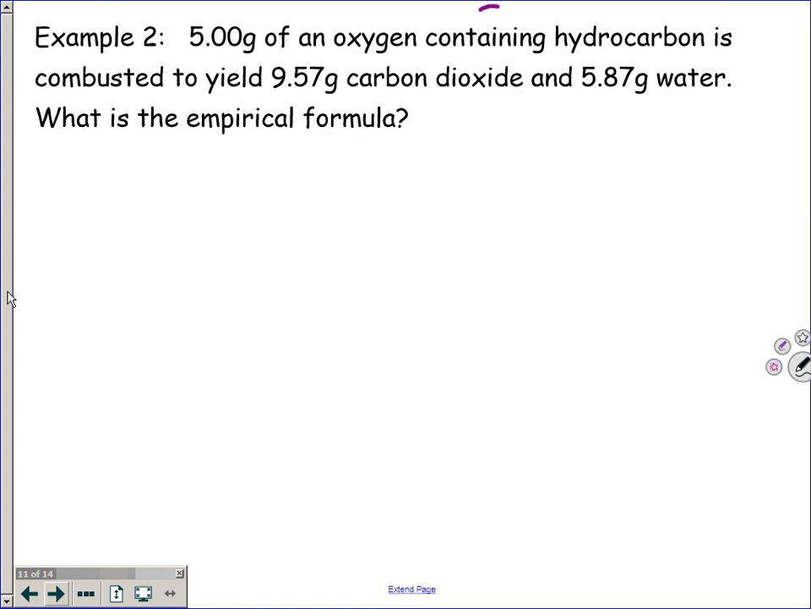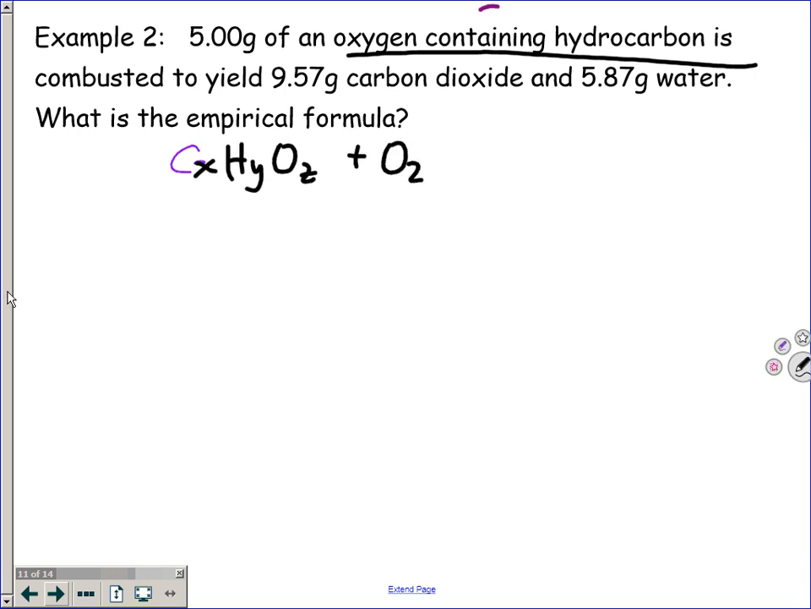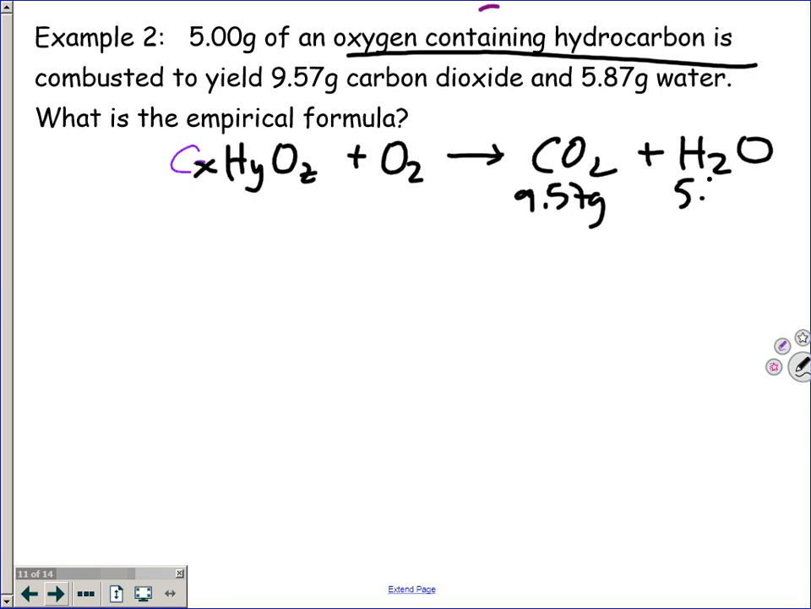All right, same thing. Write down your equation, but now we have oxygen inside of our hydrocarbon. So an oxygen containing hydrocarbon. So we're going to write this like CxHyOz plus oxygen yields carbon dioxide and water. Write your data. It says 9.57 grams of carbon dioxide, 5.87 grams of water, and this was a 5-gram sample.